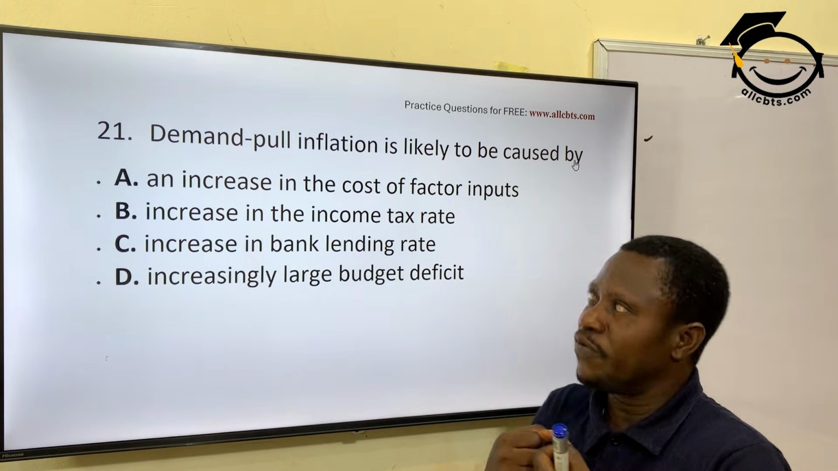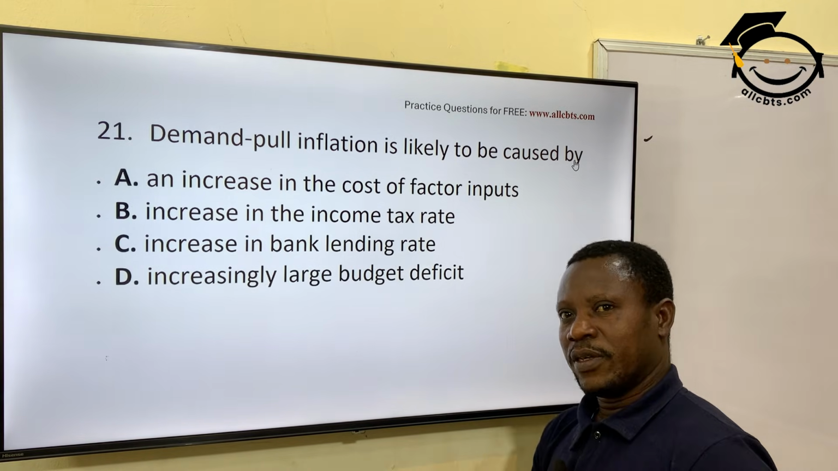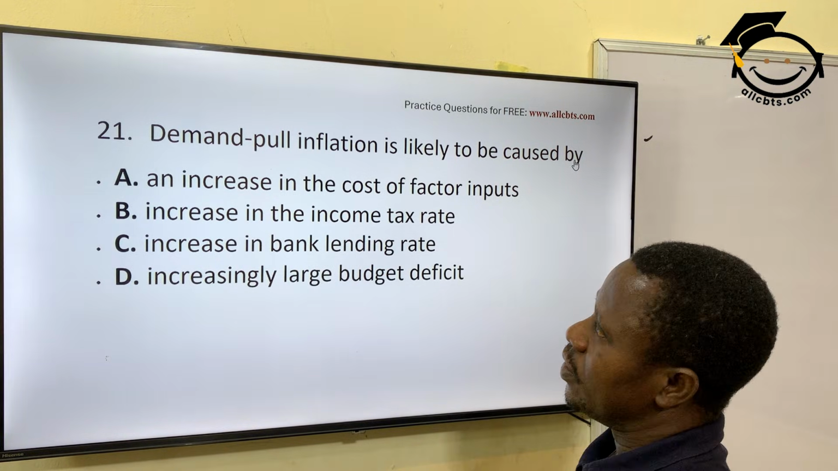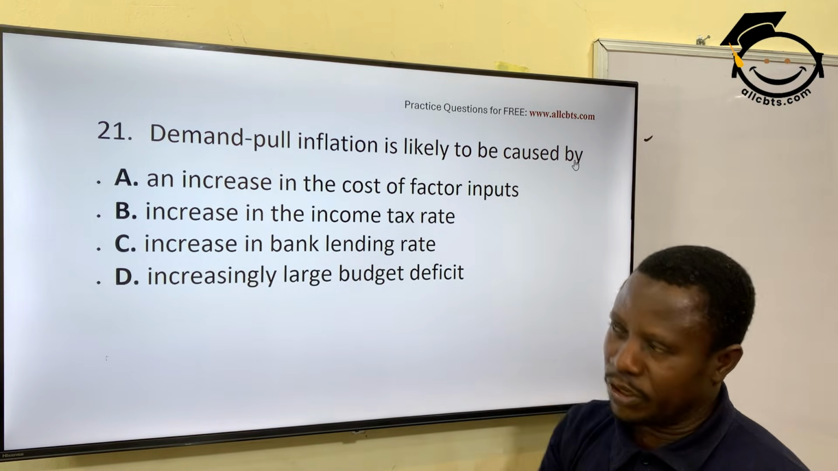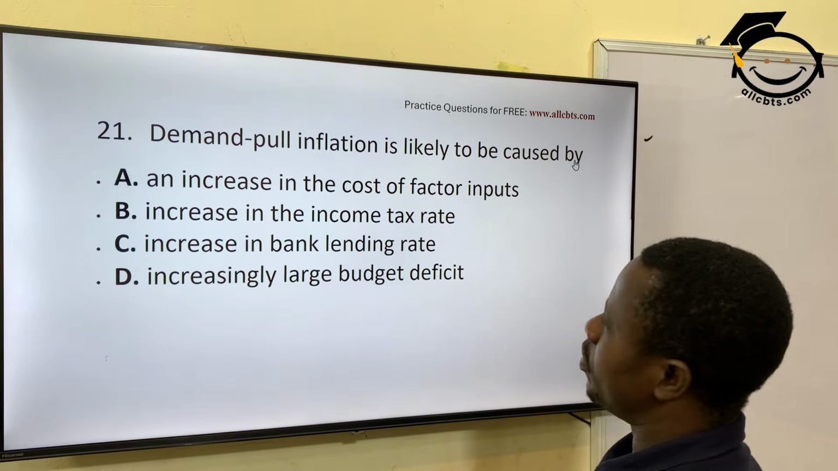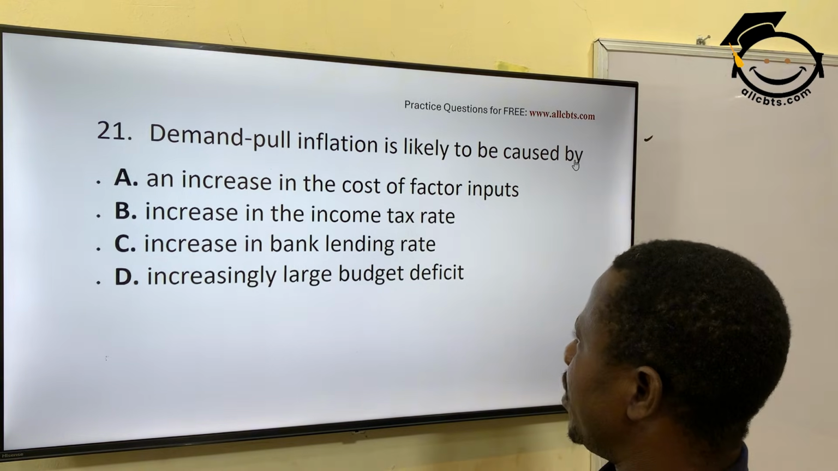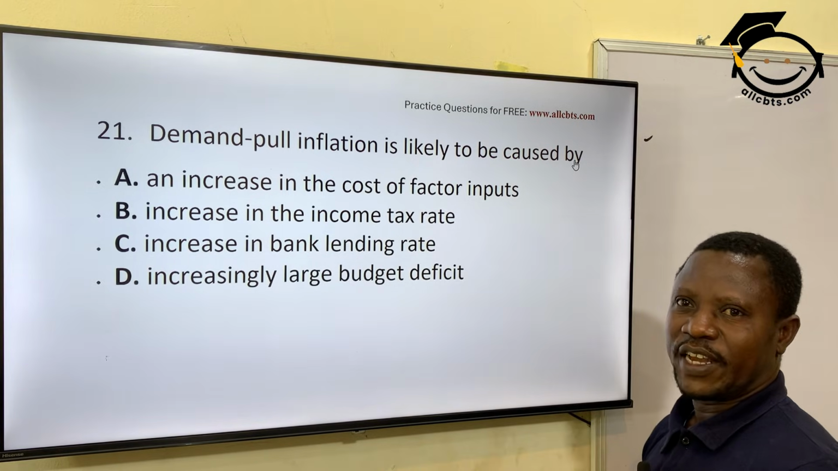Demand-pull inflation is likely to be caused by demand pulling. In other words, the inflation is a result of demand that is calling for it. We have cost-push, which is the cost of production. Then we have demand-pull. An increase in the cost of factor input, increase in income tax rate, increase in bank lending rate, increase in large budget deficit. The answer is D.